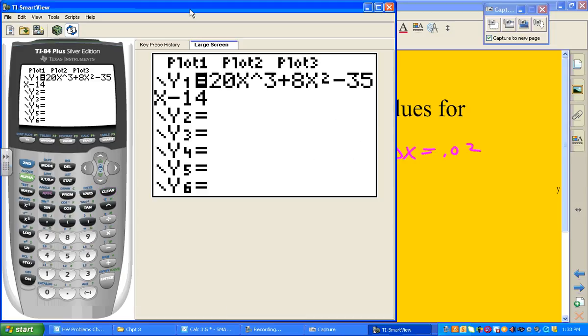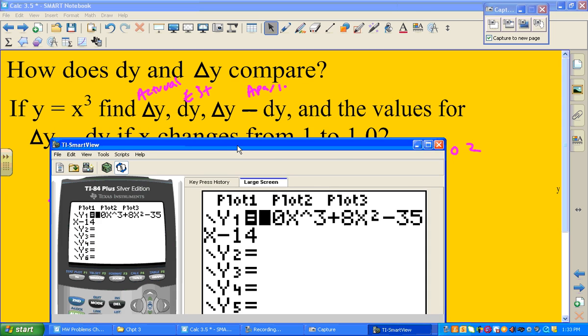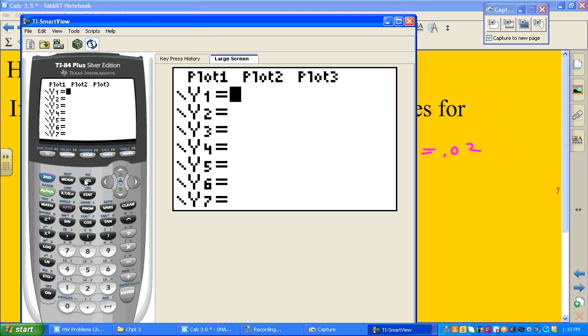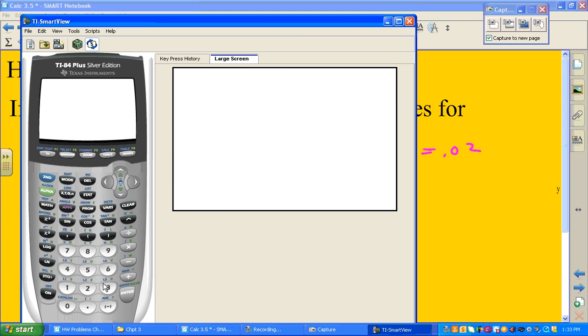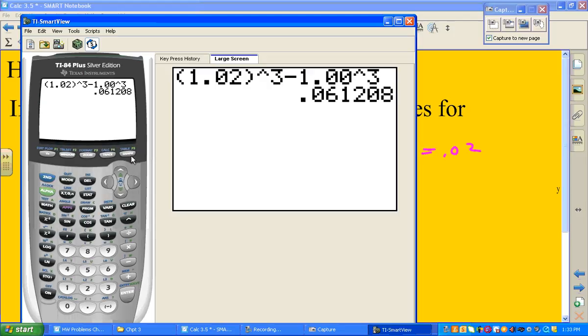I think I'll just take the lazy way out. x cubed. No, I'm not going to do that. I'll go to the home screen. 1.02 cubed, caret 3, minus 1.00 cubed. Enter.